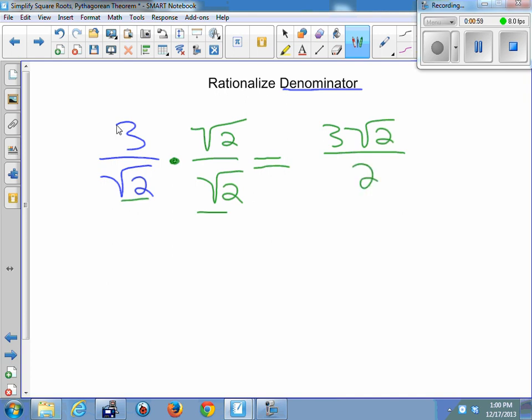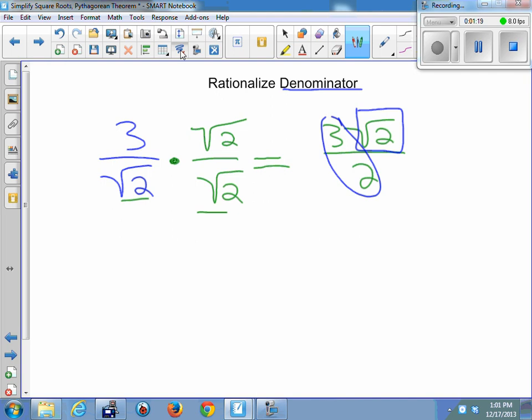Now, we're not done quite yet. We need to look and see, can I simplify this fraction here? You also need to make sure that you cannot simplify that square root any, and then you can be done after that. So that's how you rationalize the denominator.